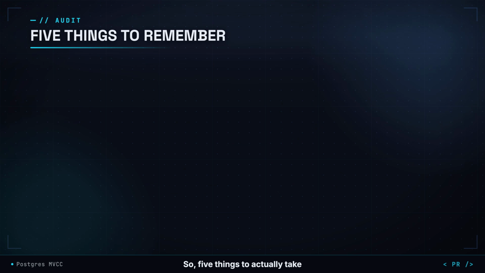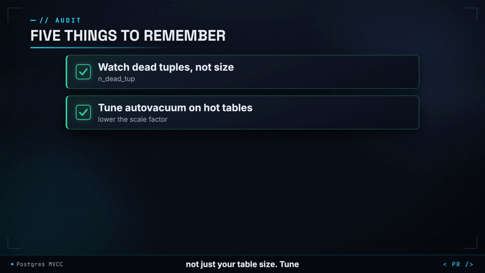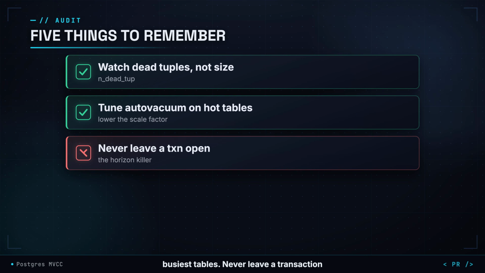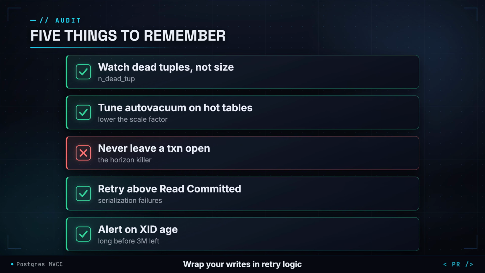So, 5 things to actually take away. Watch your dead tuple counts, not just your table size. Tune autovacuum to fire sooner on your busiest tables. Never leave a transaction hanging open, that's the horizon killer. Wrap your writes in retry logic the moment you go above read committed, and put an alert on transaction ID age long before it's ever an emergency.